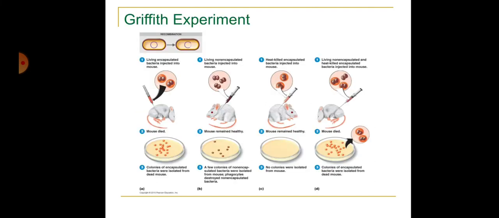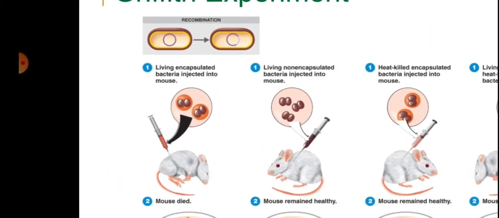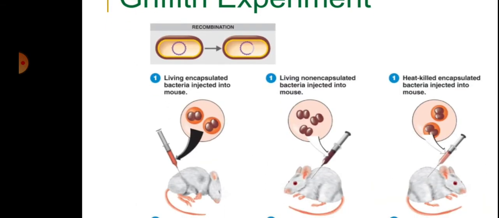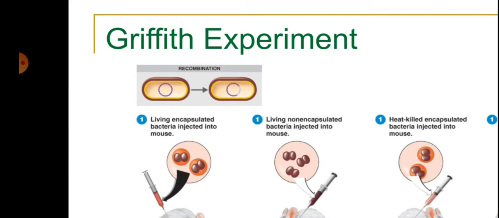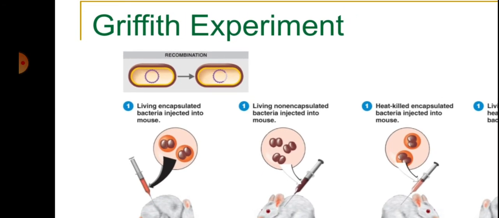Griffith's experiment is shown in this figure. Here you can see two bacterial cells. Now, in the first stage, living encapsulated bacteria were injected into the mouse, and living non encapsulated bacteria were injected into another mouse.